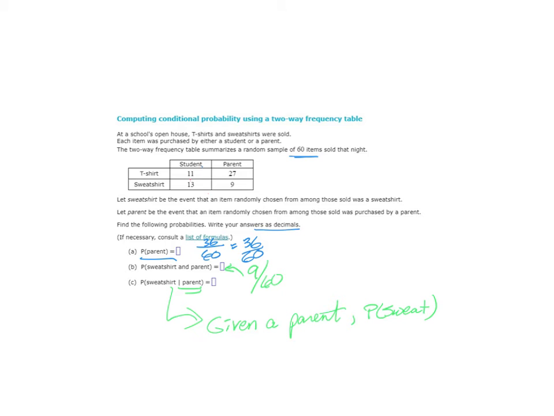All right, so given that it was a parent, I'm only looking at these 36. So there's going to be a 36 on the bottom. And then the probability of a sweatshirt, well, there were 9 out of those 36 things sold that were sweatshirts. So I got a 9 out of 36 chance. Given that it was a parent, there's a 9 out of 36 chance that it was a sweatshirt. All right, moving on to the next one.